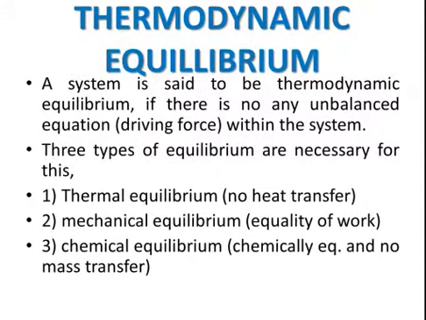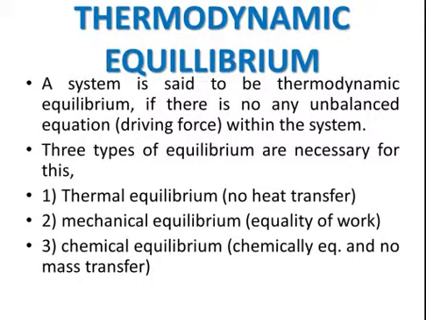Then the next topic is thermodynamic equilibrium. A system is said to be in thermodynamic equilibrium if there is no unbalanced force. Unbalanced force means a driving force within the system. If there is no unbalanced force within the system, then we can say that the system is in thermodynamic equilibrium. 3 types of equilibrium are necessary for this. The system can be in thermodynamic equilibrium only if these 3 equilibriums are satisfied.